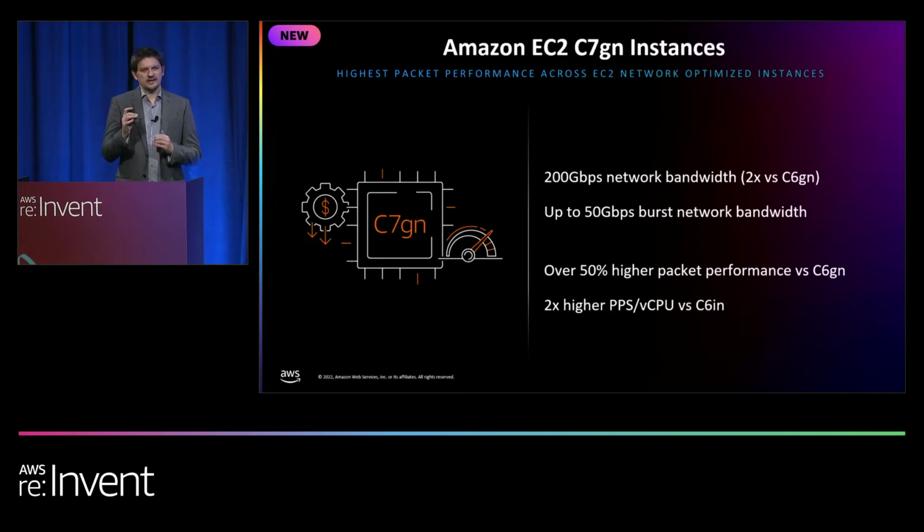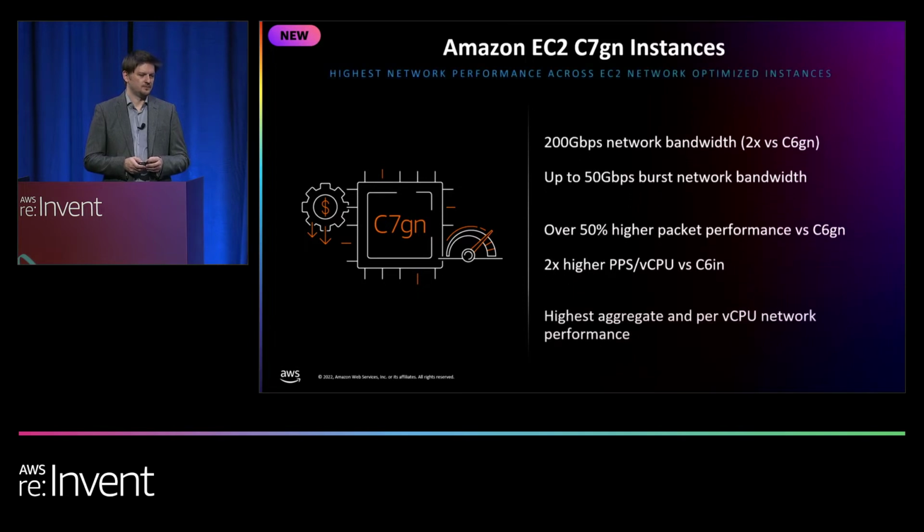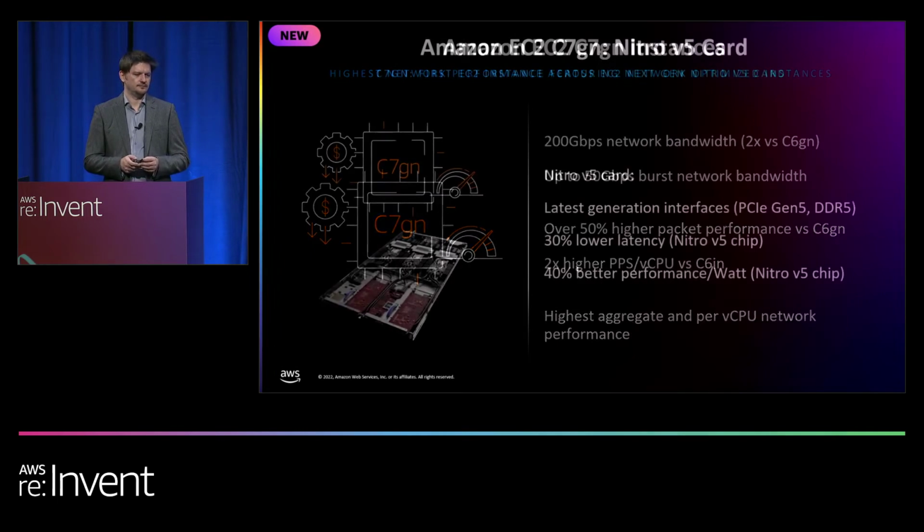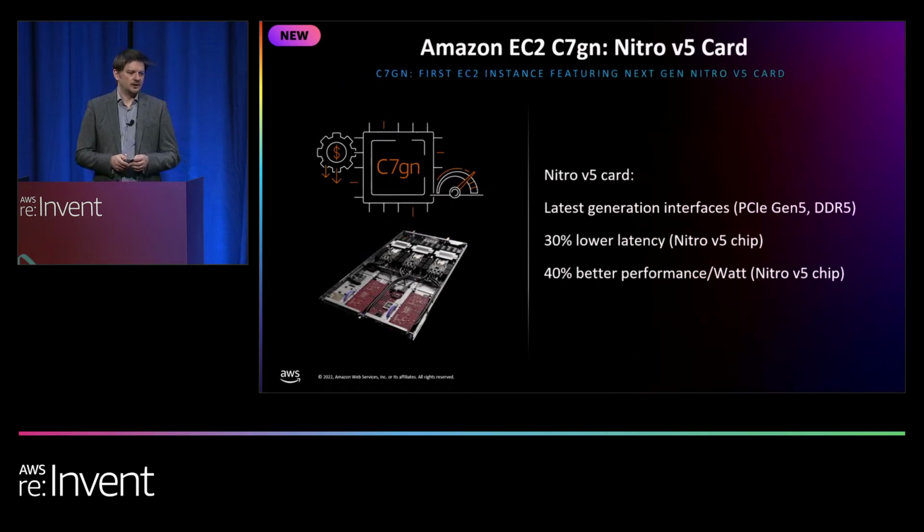And because we offer smaller instance sizes on Graviton when compared to C6IN, for example, these instances will offer 2x higher packet performance per vCPU. Overall, the C7GN instances offer the highest aggregate and per vCPU network performance across our portfolio. And they will really be ideal for the most demanding network-intensive customer workloads. All this network performance is enabled by the new Nitro V5 card. This was also introduced earlier this week.